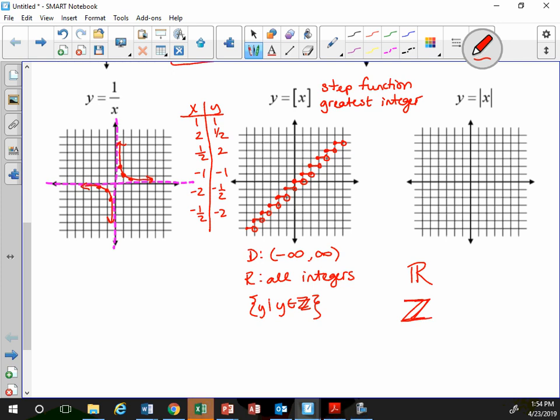What's the second after Y? Y is an element of integers. You know how with domain we were doing x such that x is an element of the reals? Since it's range, we're doing y instead. Y is an element of integers. If you just want to write all integers, that's okay.